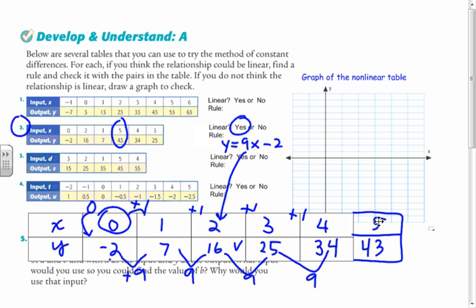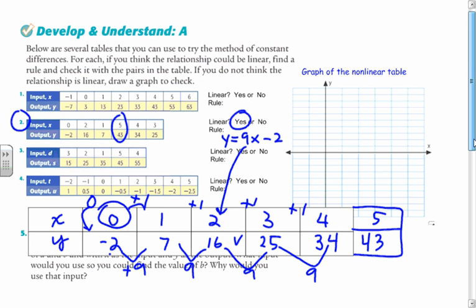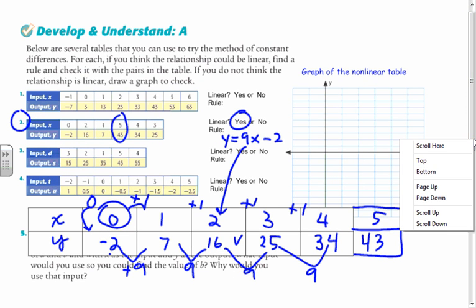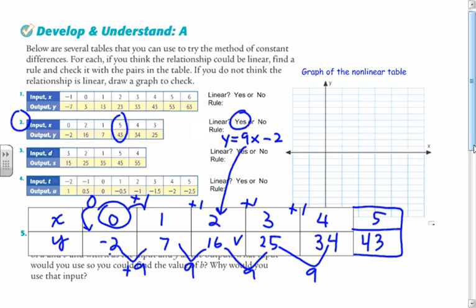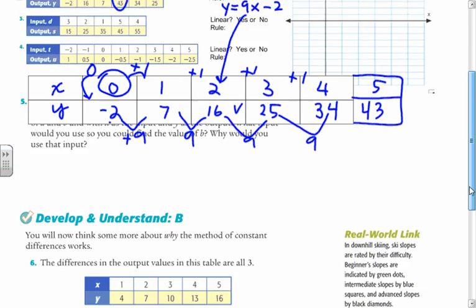All right, so that's kind of what we're going to do. We're going to look and see if there's a constant difference in both variables, and if there is, we're going to assume it's linear, and then we're going to start working on how we write a linear rule.